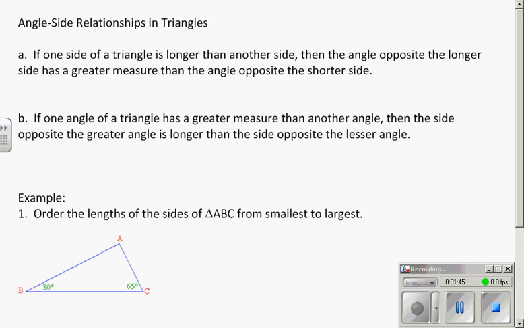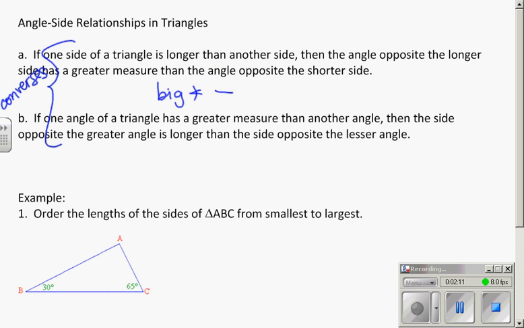Now we have two theorems here, the angle-side relationships in triangles, and they're really converses of each other. If one side of a triangle is longer than another side, then the angle opposite the longer side has a greater measure than the angle opposite the shorter side. If one angle of a triangle has a greater measure than another angle, then the side opposite the angle is longer. Too many words. So these two are converses, and they boil down to this.